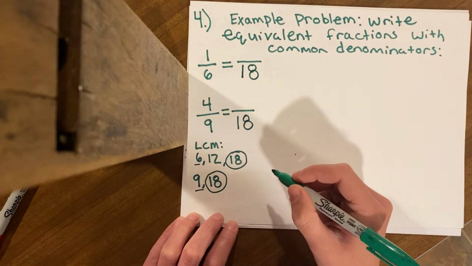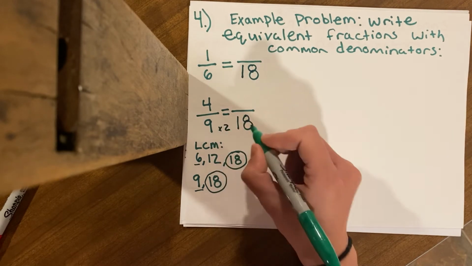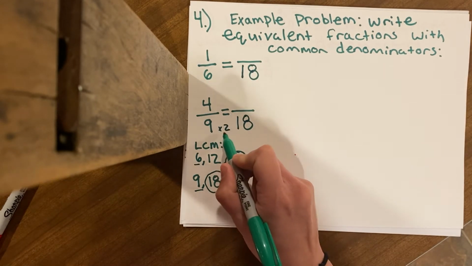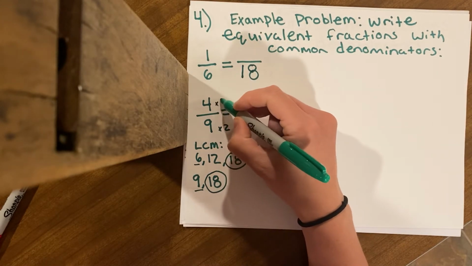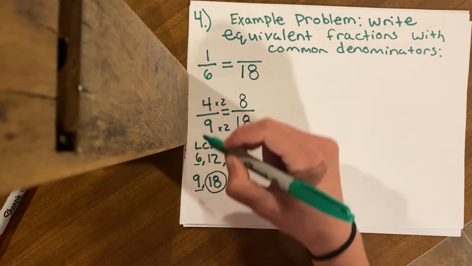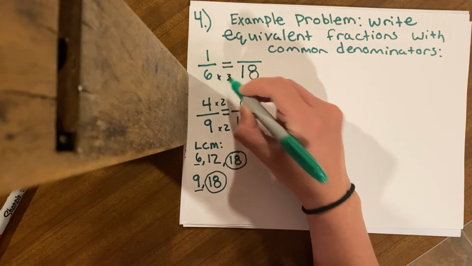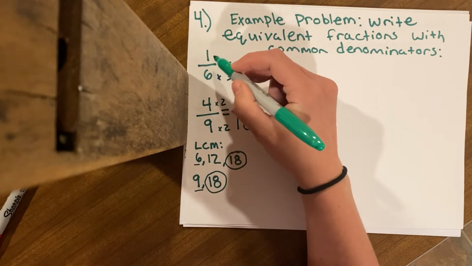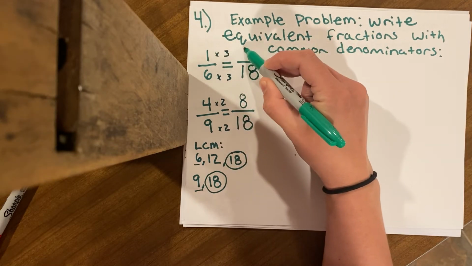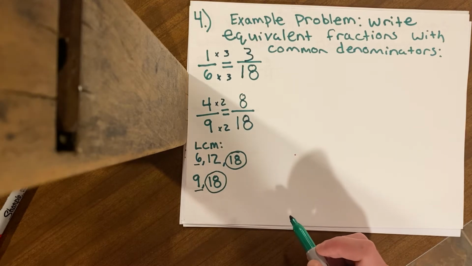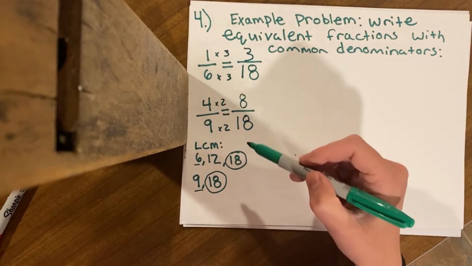Okay. Now we continue. 9 times 2 is 18. Whatever you multiply by the bottom, you're going to multiply by the top. 4 times 2 is 8. 6 times 3 is 18. 1 times 3 is 3. And there is going to be your final answer. 3/18 and 8/18.